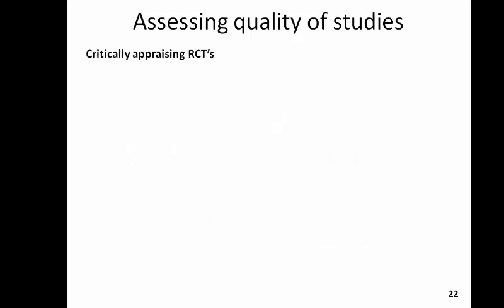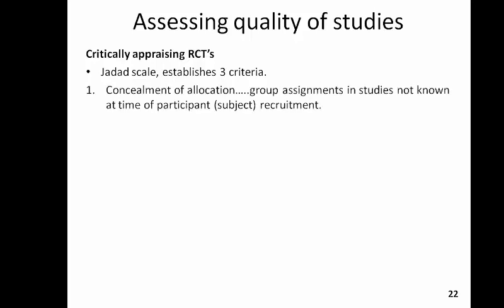In terms of critically evaluating and appraising the RCTs, the randomized controlled trials, there's a scale referred to as the JADAD scale, and this establishes 3 criteria in order to assess the quality of the randomized controlled trials. The first addresses what's called concealment of allocation. In the randomized controlled trials, research participants, human volunteers, will be assigned to different groups.